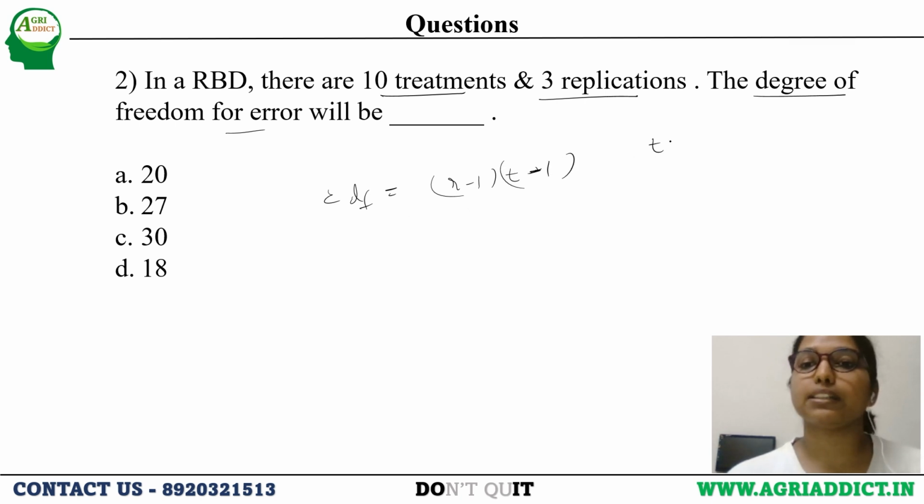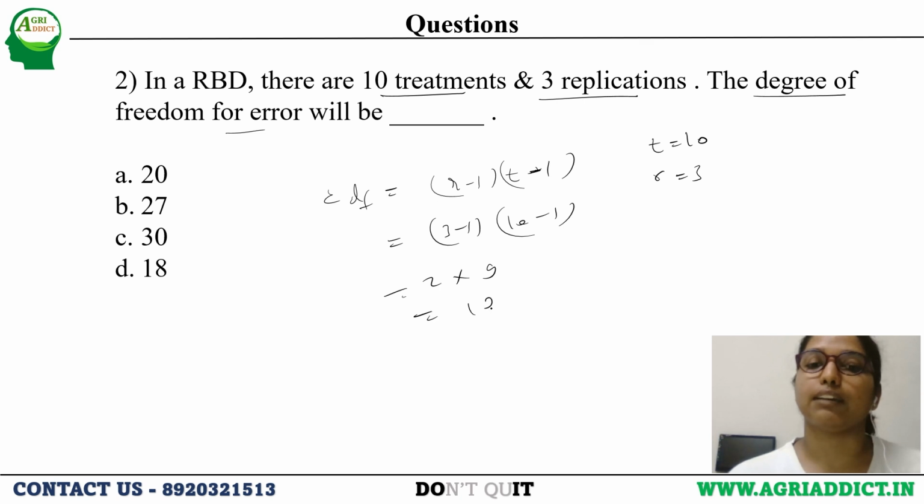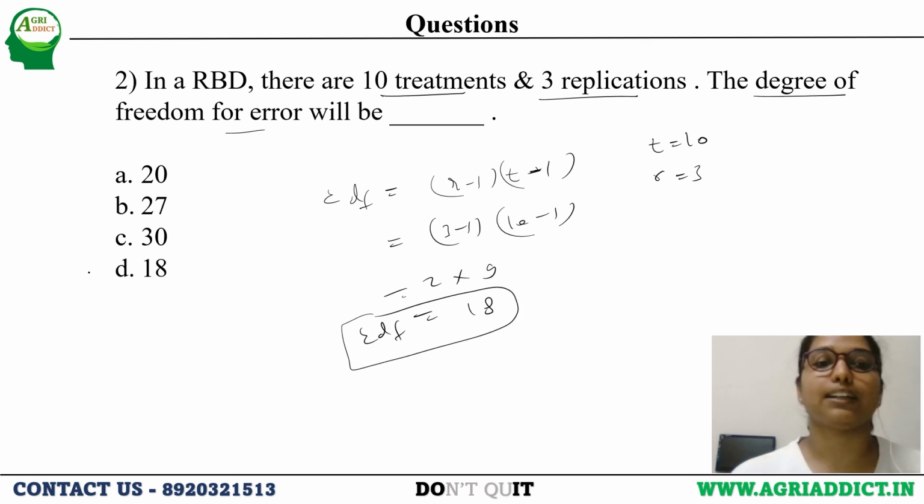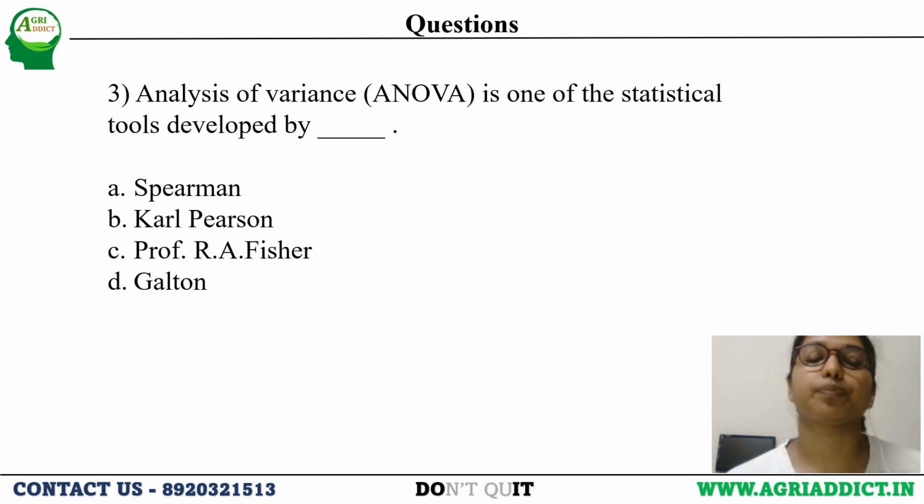So here the treatments is 10 and replication is 3. Now we just have to put in the values: 3 minus 1 and T minus 1 will be 10 minus 1. Okay, now 2 into 9, it will be 18. So error degree of freedom will be 18. So the correct option is D. Like this, they will be asking questions, because in the JRF examination, they will ask simple questions like this. They will not ask lengthy questions because it can't be asked in MCQs.